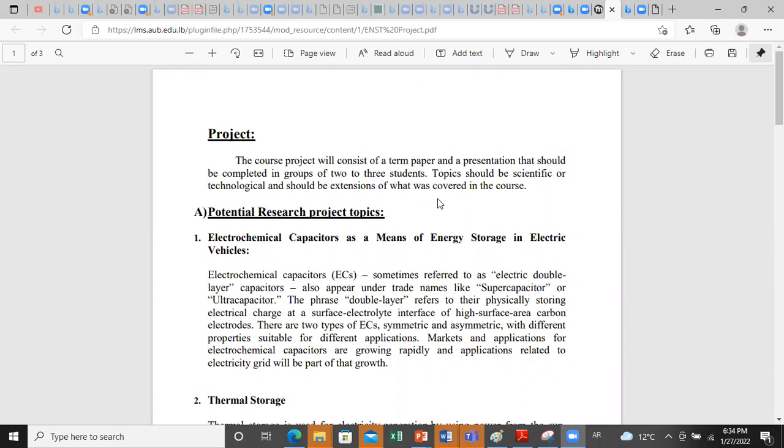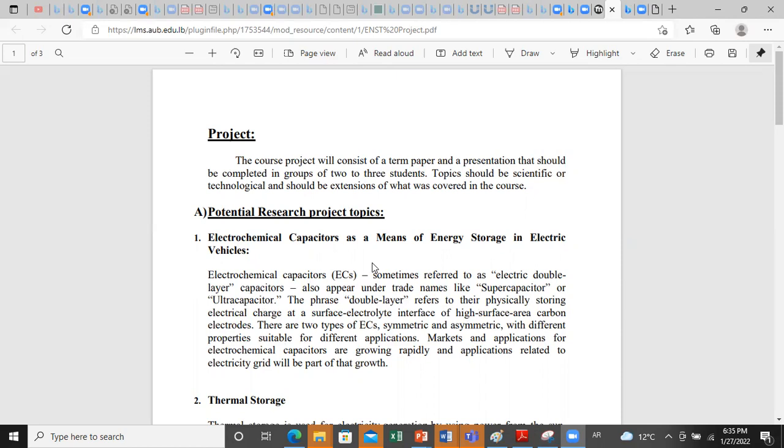So the first one of the possible applications is to chemically store energy and then to convert it to electrical energy in vehicles. So in this topic, we consider electrochemical capacitors, which are also referred to as electric double layer. This application appears in electric vehicles. In this case, we will change the form of energy from chemical to electrical, and it will be nice to study the design of such a system and to think about what can be improved in the design.